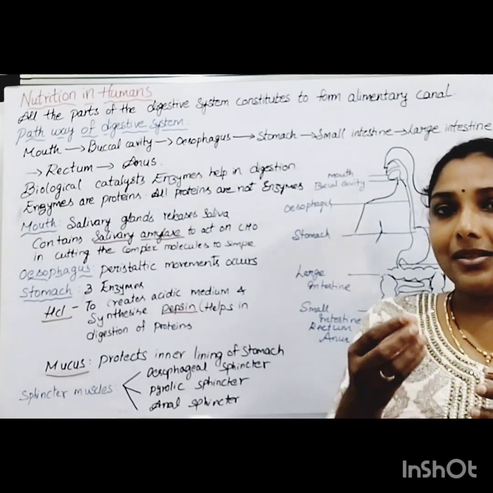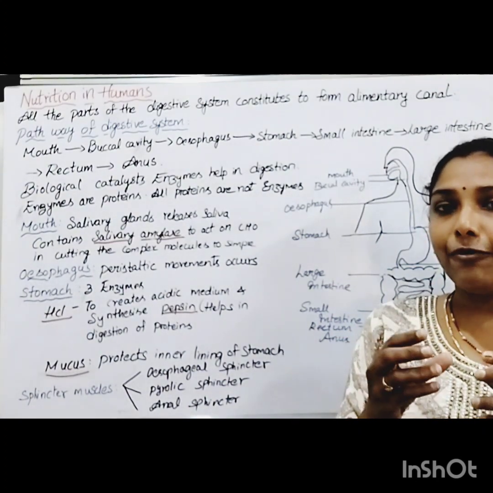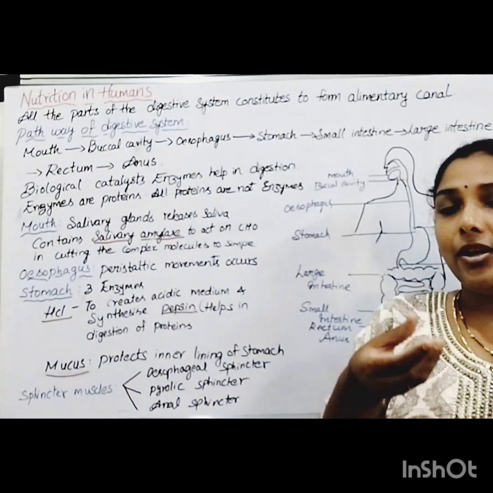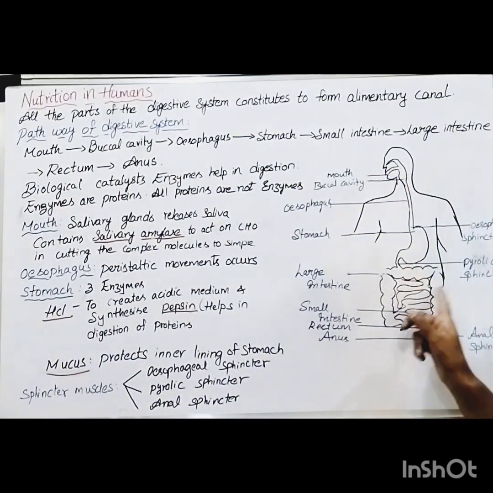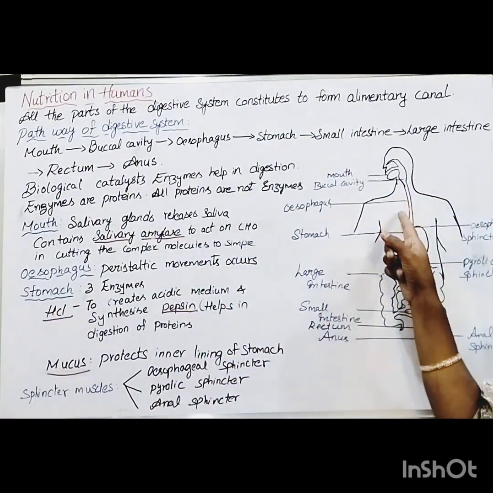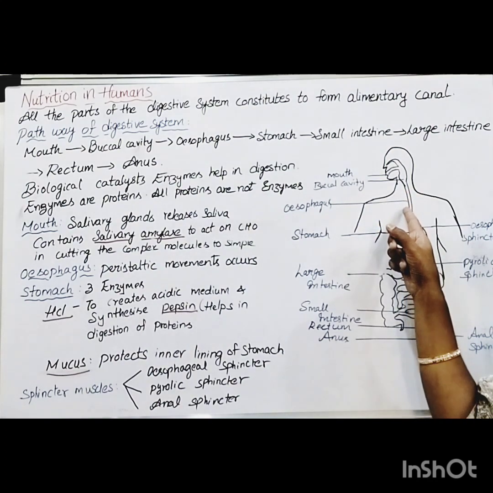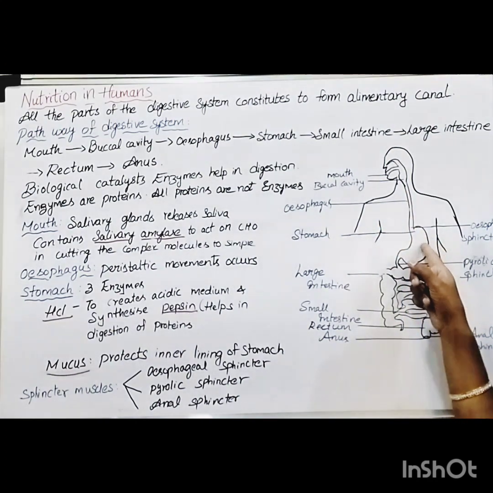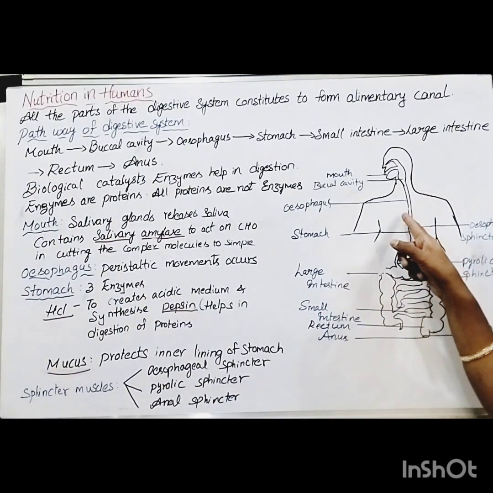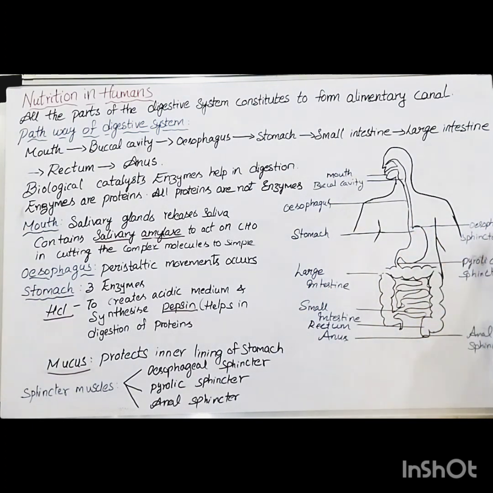Peristaltic movements mean, see, it's a food pipe-like structure, so the food has to move. These movements, which occur throughout the alimentary canal, we call peristaltic movements. Through peristaltic movements, the food is carried through the esophagus and reaches the stomach. Here in the stomach, there is a sphincter muscle between the esophagus and stomach, so this esophageal sphincter is helpful to stop the food from going back into the esophagus.